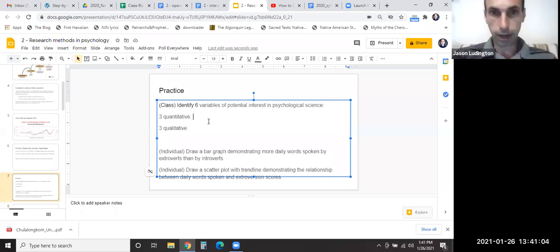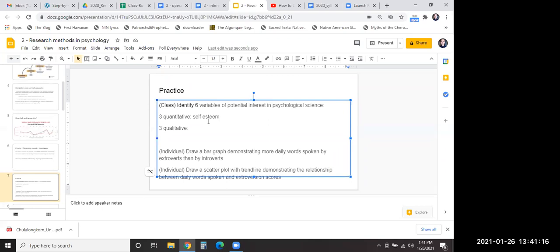So how about self-esteem? Is that a quantitative variable? I think it's more qualitative. I think it depends on how you collect the data. I might be wrong.